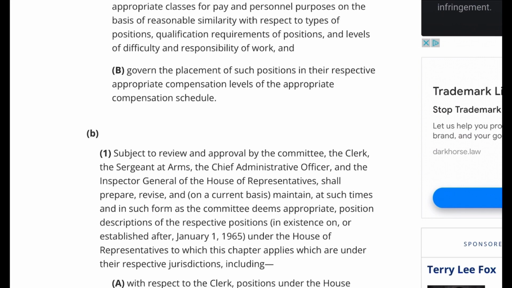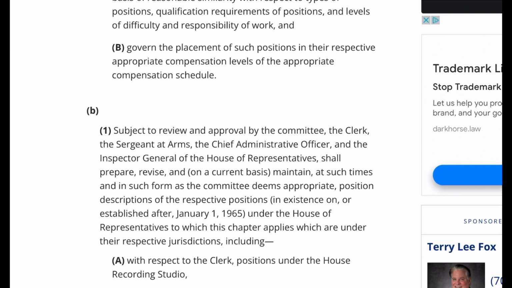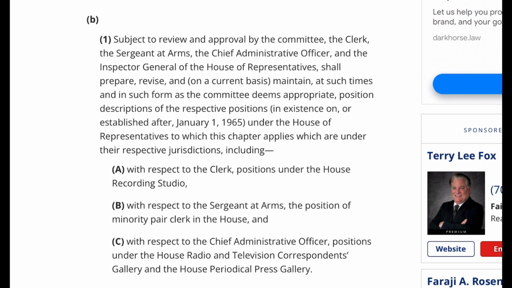B.1. Subject to review and approval by the committee, the Clerk, the Sergeant-at-Arms, the Chief Administrative Officer, and the Inspector General of the House of Representatives, shall prepare, revise, and, on a current basis, maintain, at such times and in such form as the committee deems appropriate, position descriptions of the respective positions, in existence on, or established after, January 1, 1965 under the House of Representatives to which this chapter applies, which are under their respective jurisdictions, including a. with respect to the Clerk, positions under the House Recording Studio, b.